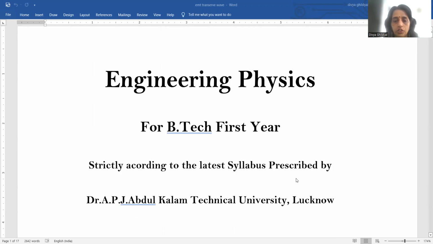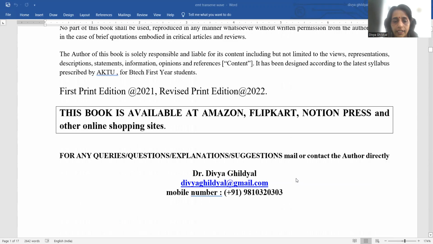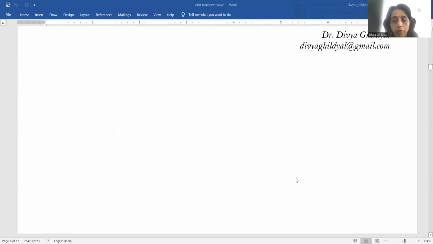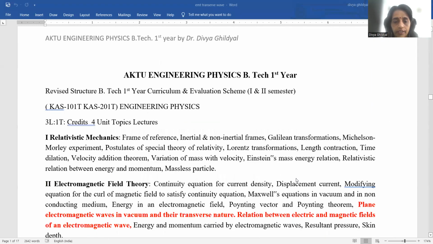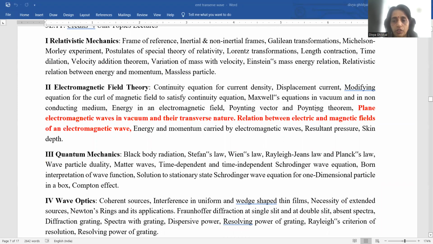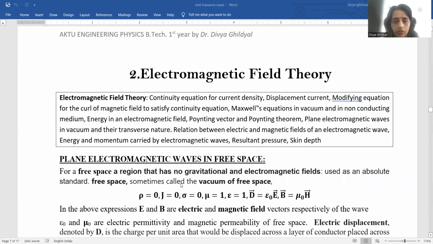Now today I will be teaching you in electromagnetic theory two very important and lengthy derivations for your syllabus. Last lecture I taught you about Poynting theorem and Poynting vector, in which I told you a lot of numericals are asked. Today: plane electromagnetic waves in vacuum and their transverse nature, and the relation between electric and magnetic fields of an electromagnetic wave. So let us begin with our lecture today.